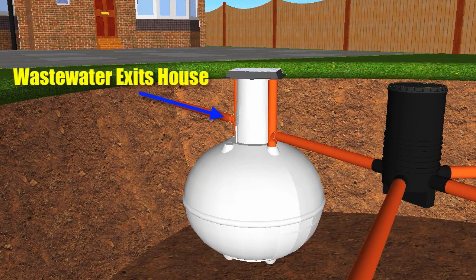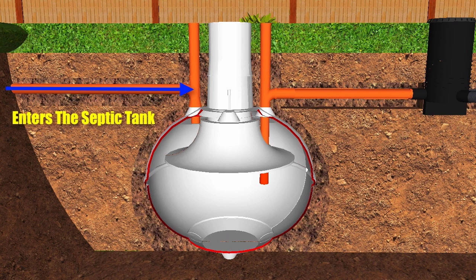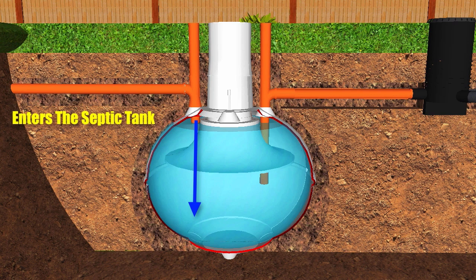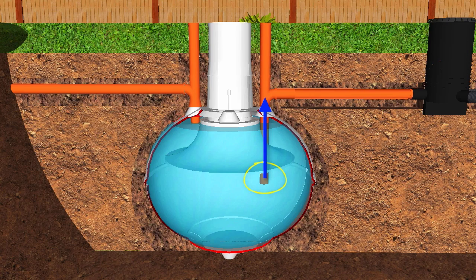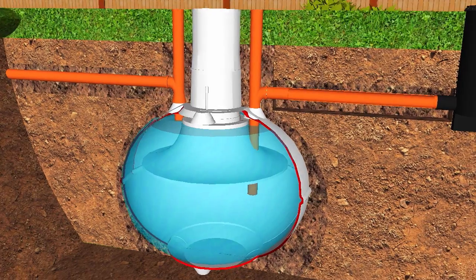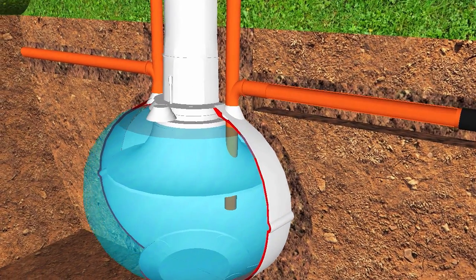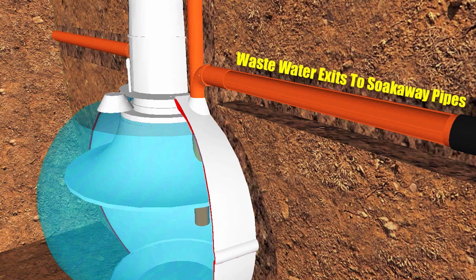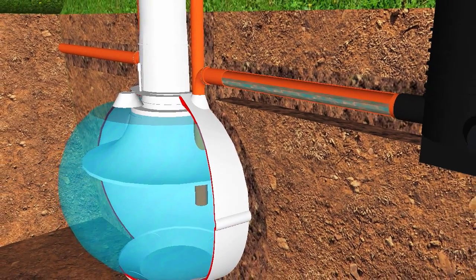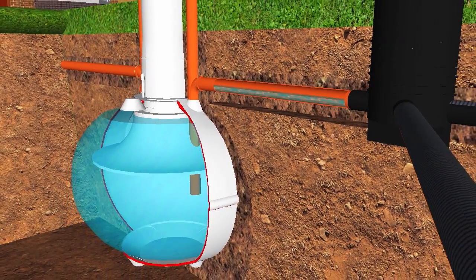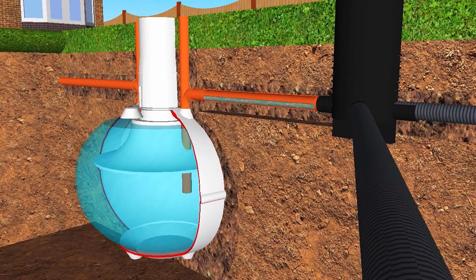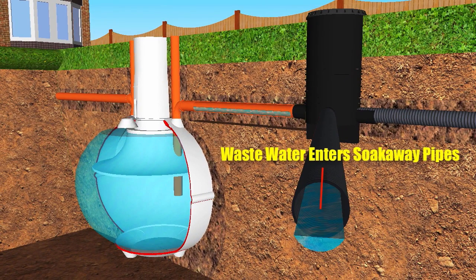The wastewater leaves the house and then enters the septic tank. From there, the wastewater makes its way up through the outlet pipe of the septic tank and then towards the pipes that lead to the soakaway. From there, the wastewater makes its way down the pipes into the soakaway pipes, and then it drains naturally into the soil.